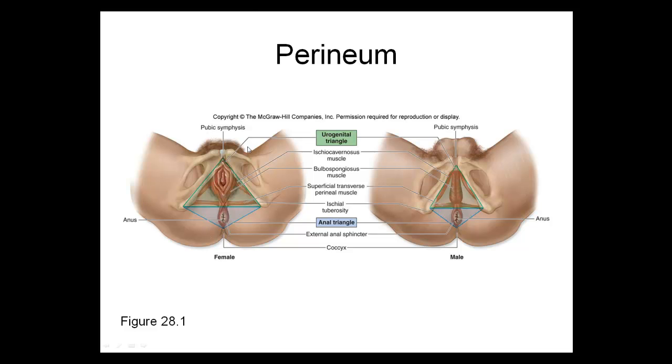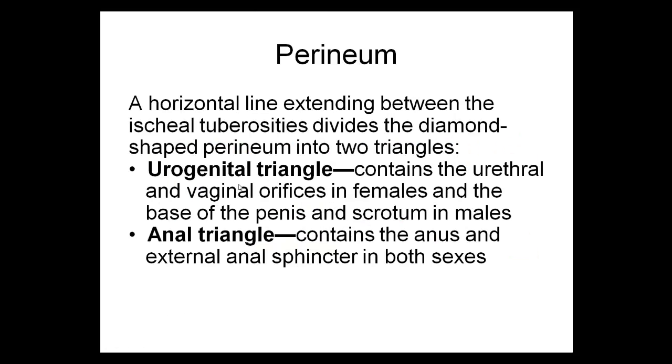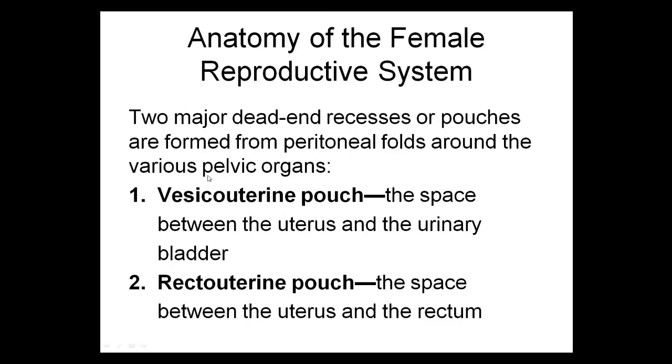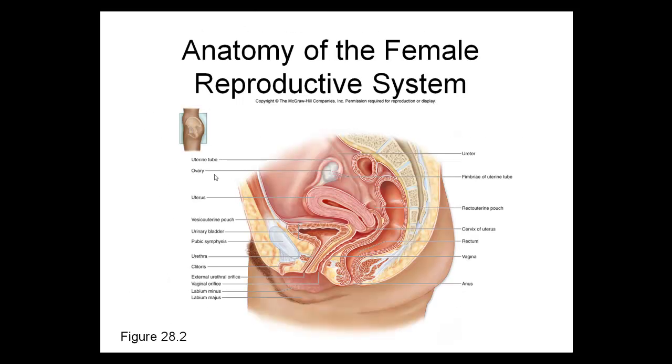You can see immediately here that the perineum is much wider in the female because the pelvic outlet in the female is much wider to accommodate childbirth. All right, we talked about the urogenital triangle and the anal triangle. So we're going to move now to the female reproductive system to get ourselves acquainted with the location of the organs. Let's have a look at this sagittal section, and then we're going to talk about two peritoneal pouches that we see. So first of all, here's the uterus. This is a sagittal section through it. Here is the uterus, and here's the symphysis pubis.